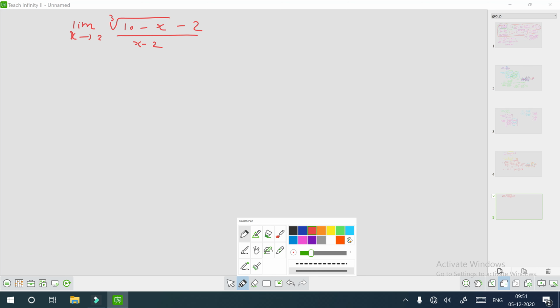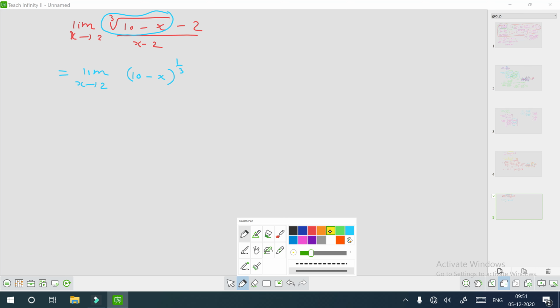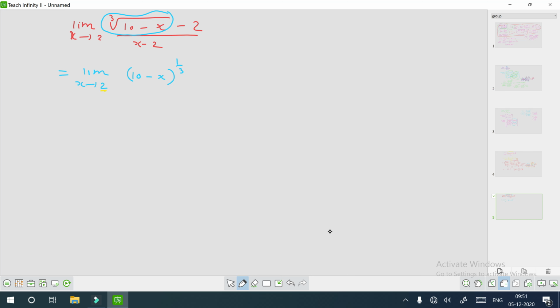Now see here, variable raised to n is given to us. So how do we write it? Limit x tends to 2, (10 minus x) raised to 1 by 3. Now put x is equal to 2 here. What do we get? 10 minus 2, that is 8. So can I write here 8 raised to 1 by 3? Yes, 2 cube raised to 1 by 3.